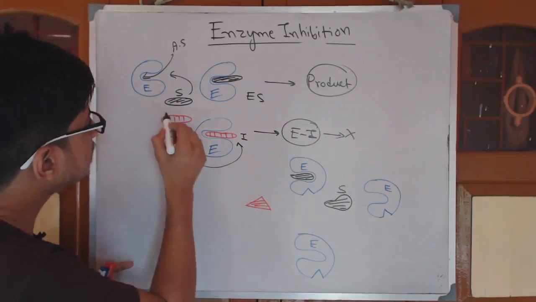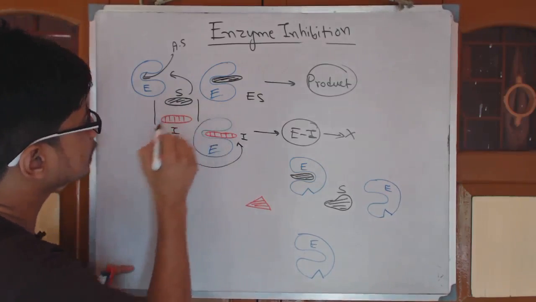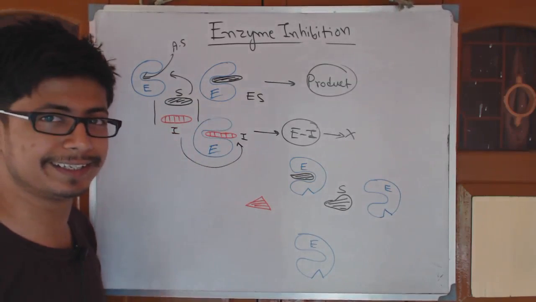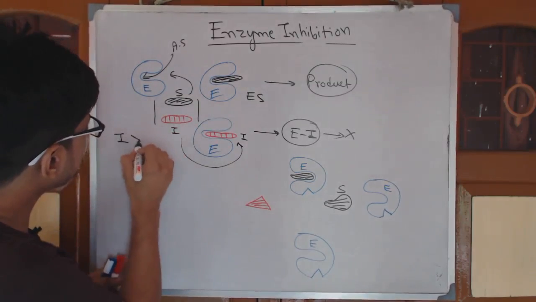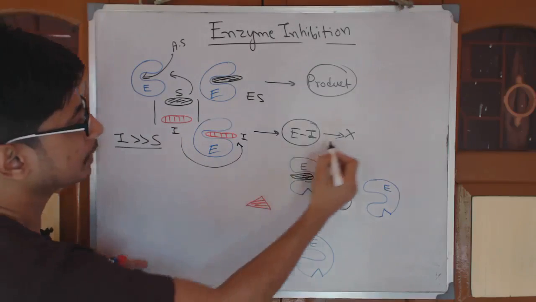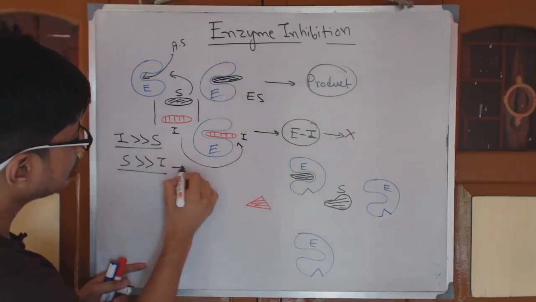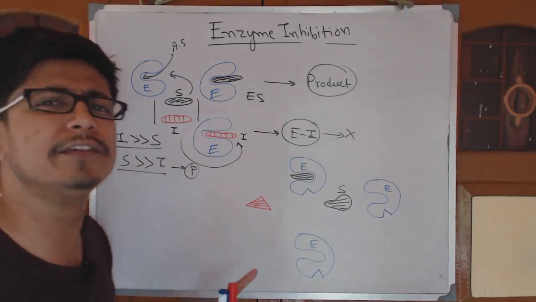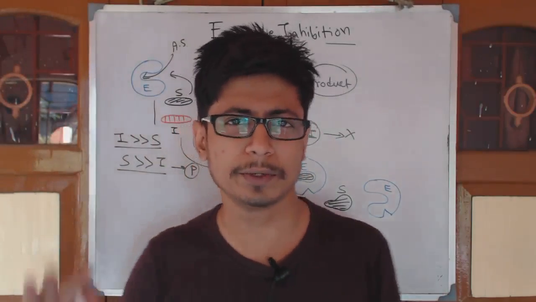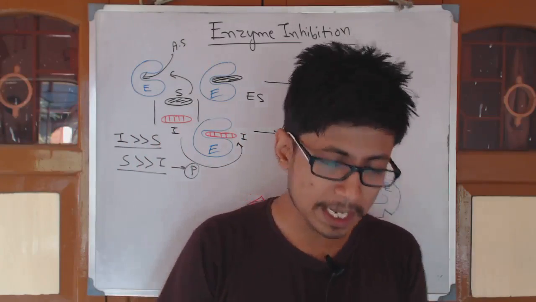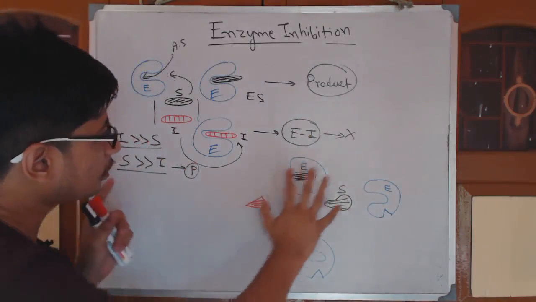Now there is a competition between the substrate and inhibitor concentration here, okay. So if the inhibitor concentration is more than the substrate, then we are not going to get any product. But if the substrate concentration is more than the inhibitor, we are going to get the product. Very easy, guys, nothing to be worried about in this particular case, very easy. Now the second thing, non-competitive inhibition.